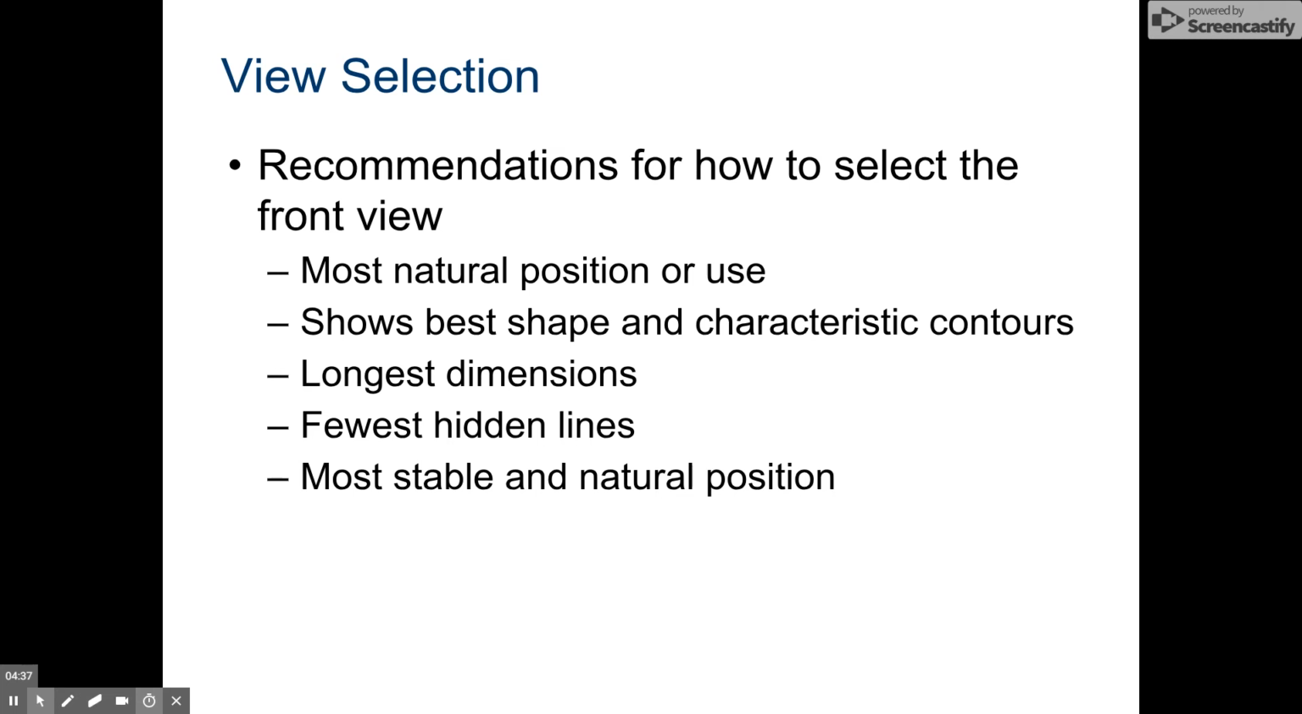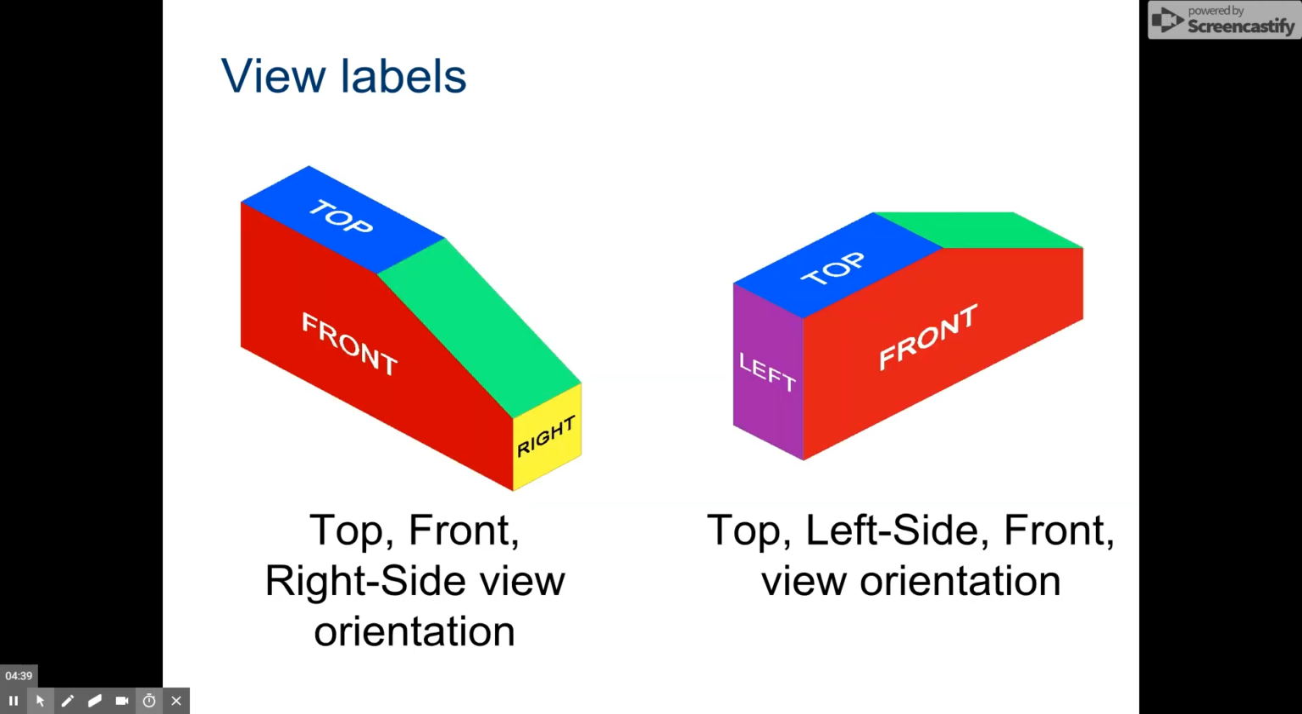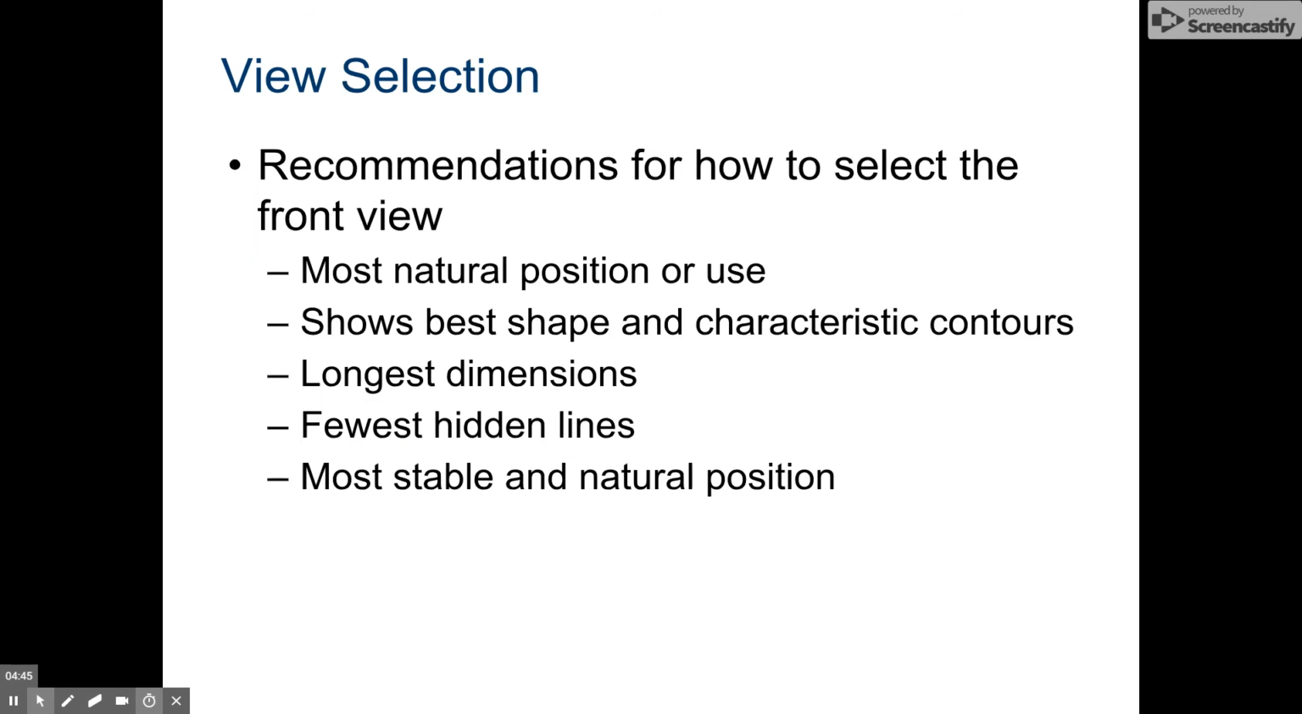And it's really important that you select the best front view. So on something like this, the red is definitely the front view because it's the most indicative of what this object looks like. You want to have the fewest hidden lines in the front view. You want to have the widest dimension, whether that means the height, width, or depth. It's going to be the longest or biggest dimension. And it's the most natural position for the object to be in.